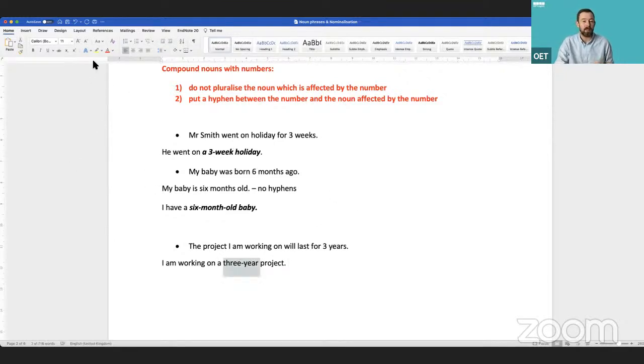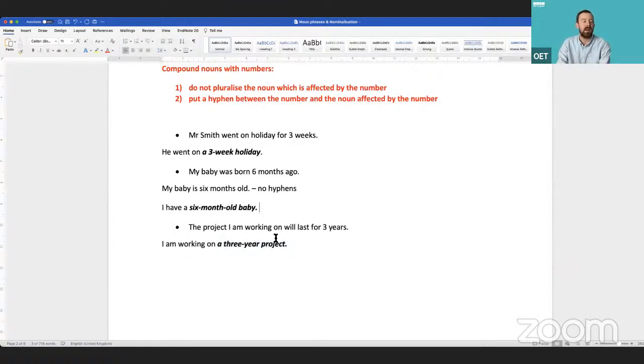That's it. A 3-year project. A 3 years project takes longer. Someone at some stage said it without, and everyone went, whoa, that sounds better. Let's do it that way from now on. Okay, so it's something to remember. It's easy to make mistakes with that. It's a very, very common error to make.